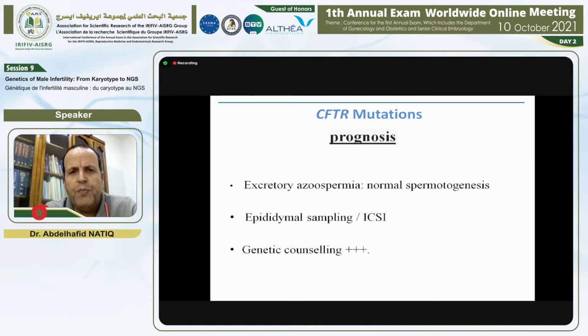For the prognosis, there is obstructive azoospermia with normal spermatogenesis. The only option is epididymal sampling coupled with ICSI. And genetic counseling is very important here regarding the mode of transmission of this pathology, an autosomal recessive disease.